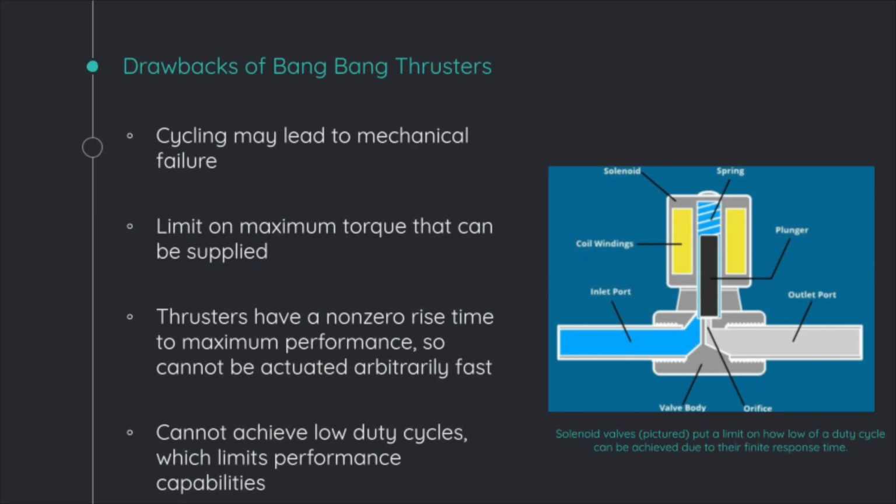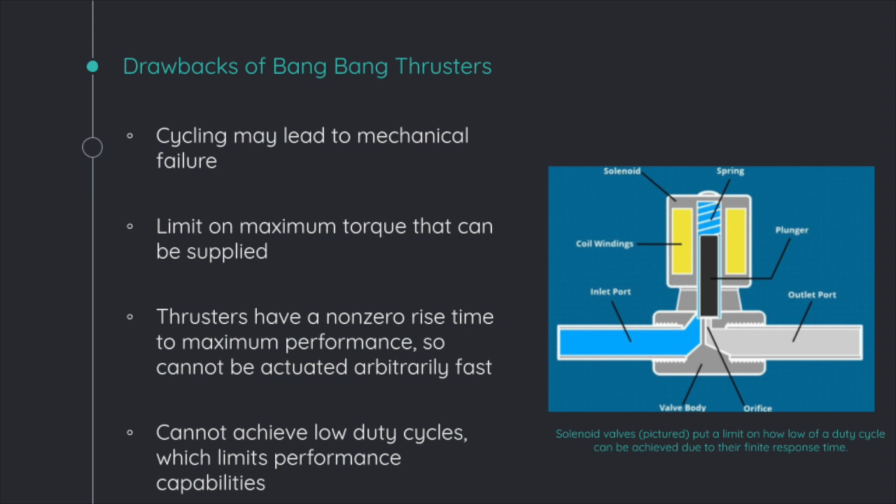While bang-bang thrusters are extremely useful for spacecraft attitude and control, there are several drawbacks and limitations that must be considered. In theory, these systems are extremely efficient, but in reality, hardware limits its capabilities. Frequent cycling, especially over long-duration missions, can lead to mechanical failure of the system, most commonly occurring in the solenoid isolation valves. Additionally, these valves can only actuate at a maximum speed, which limits the duty cycle and ultimately the torque that can be achieved by the system.